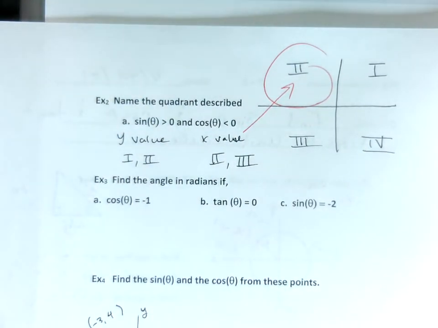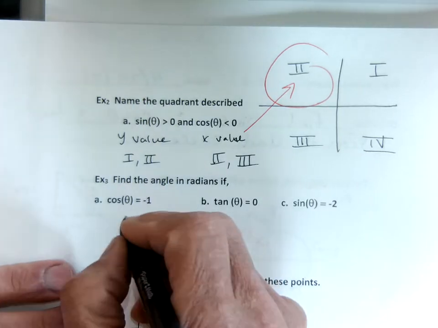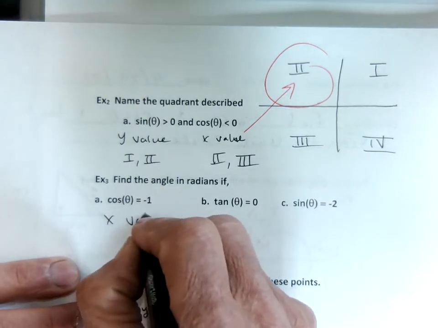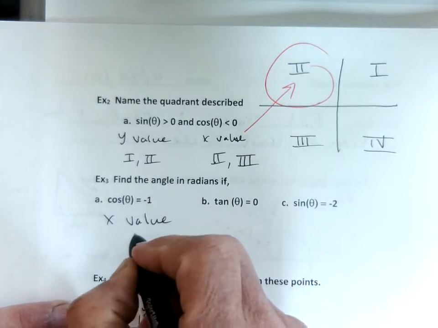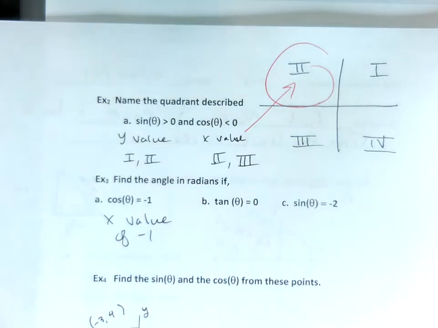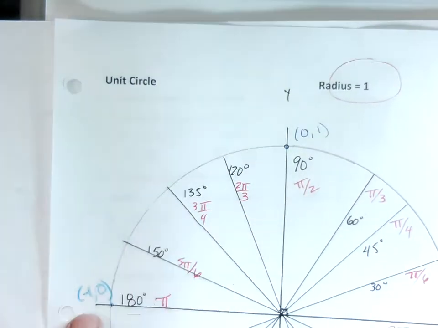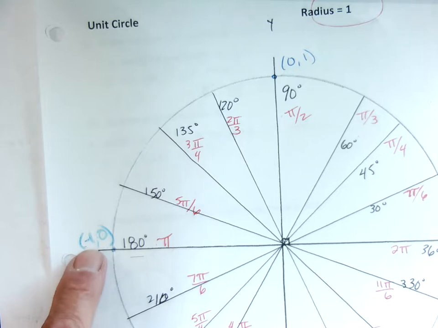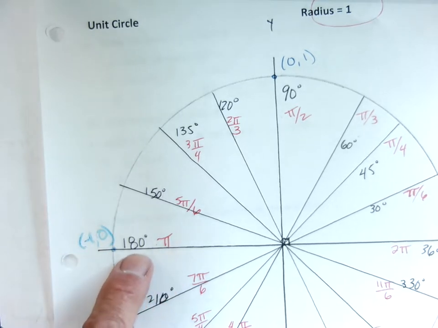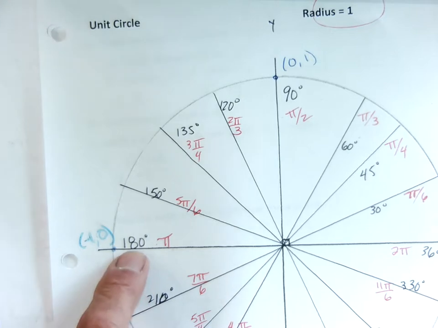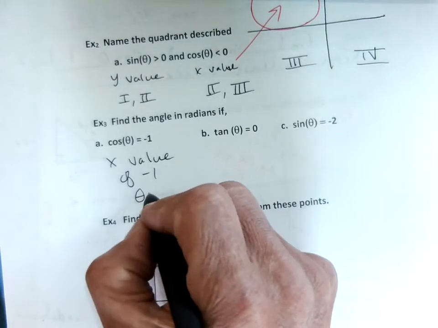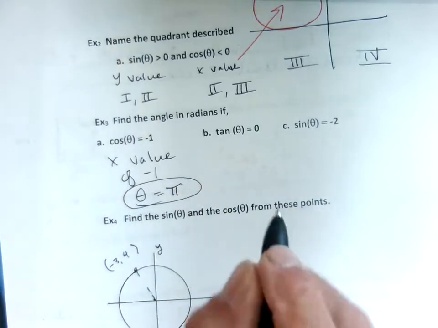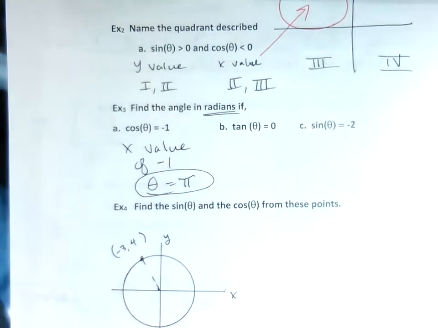Now let's do the opposite. Unit circle. Cosine is my x value. So we need an x value of negative 1. What's the angle? Okay, look at my unit circle. X value of negative 1 is right there, isn't it? There's my x value of negative 1, so the angle is pi. You can give me 180, but we're not babies anymore. We're not going to use degrees anymore. We're going to use radians. So theta is going to be pi radians, okay?